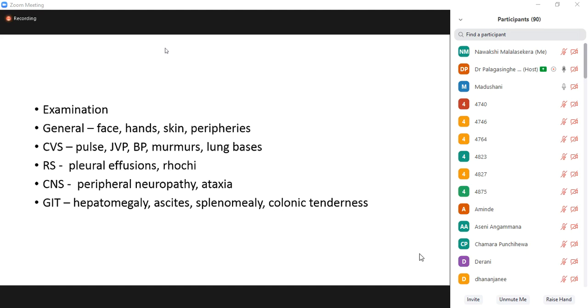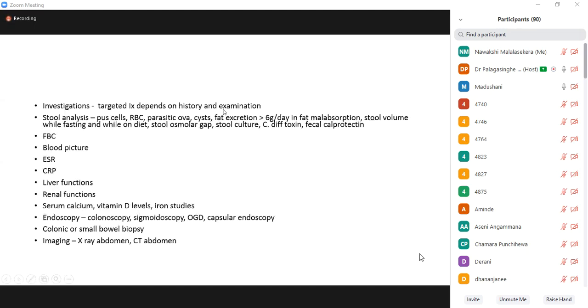Then you go to the abdominal examination. Carefully look for a palpable liver, free fluid in the abdomen, splenomegaly, and any colonic tenderness. So only after the history and examination, you get some contribution by a few targeted investigations.